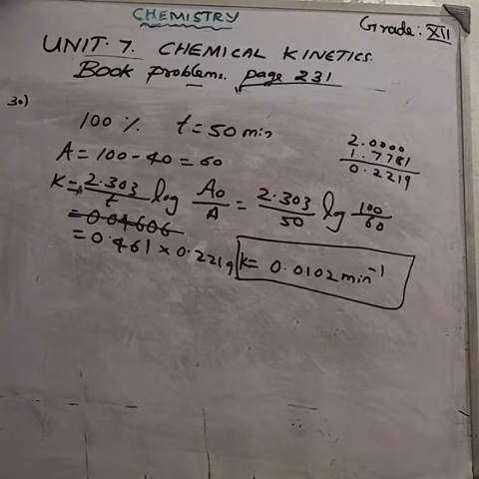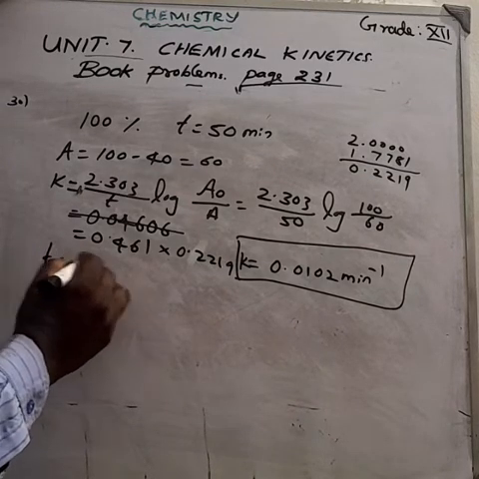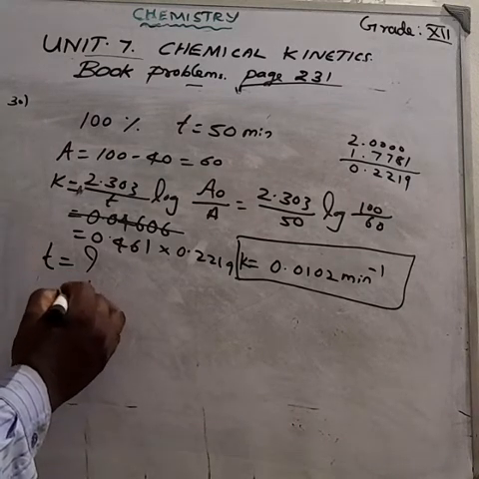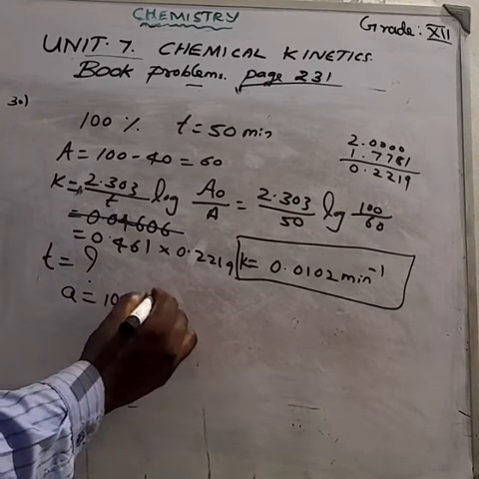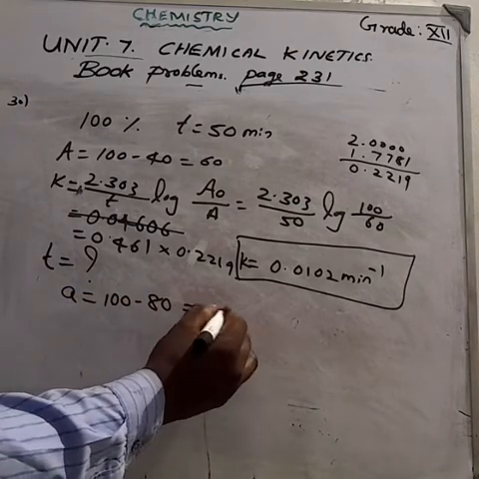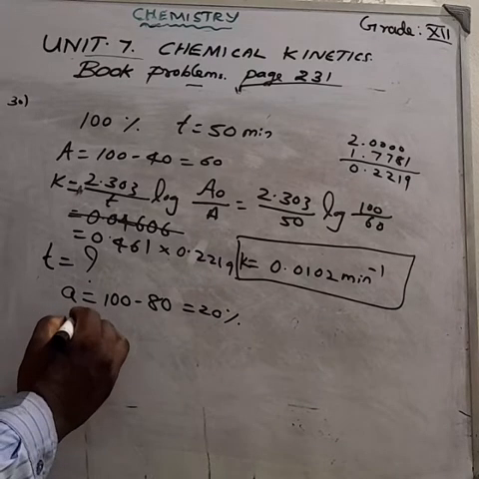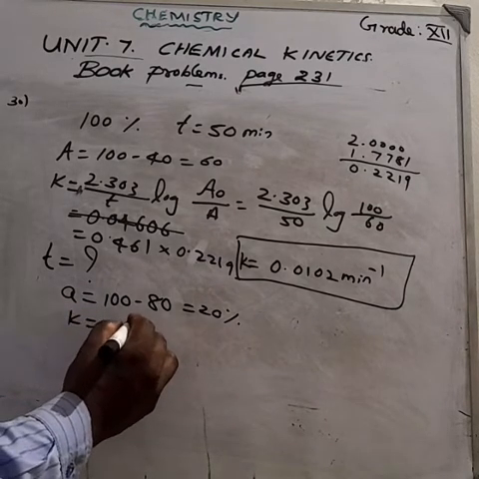Next we have to find what is T. First step, K is over. Next, as per the question, we have to find the T value, the time. T is equal to question mark. So when the reaction is 80% completed, A is equal to 100 minus 80, that is equal to 20%. The previous K value is 0.0102 minute inverse.